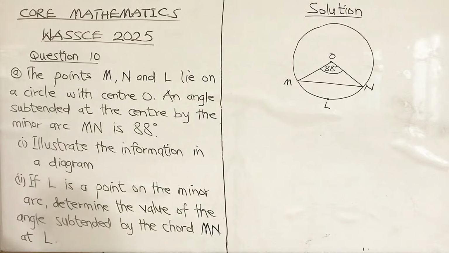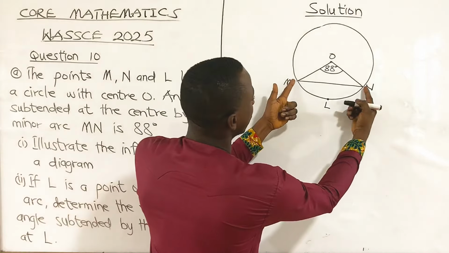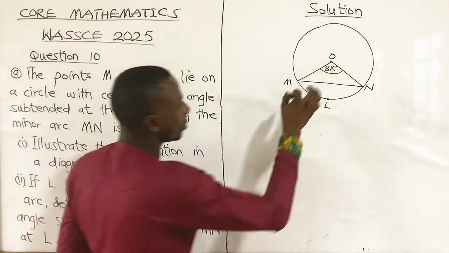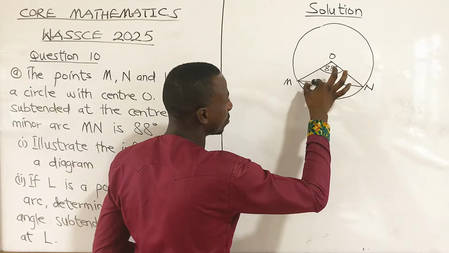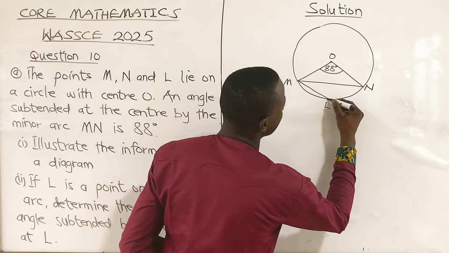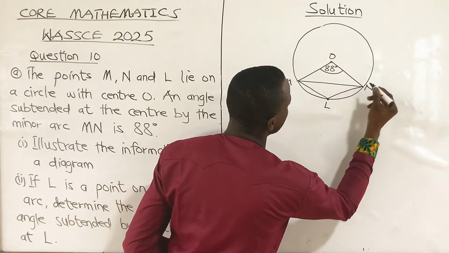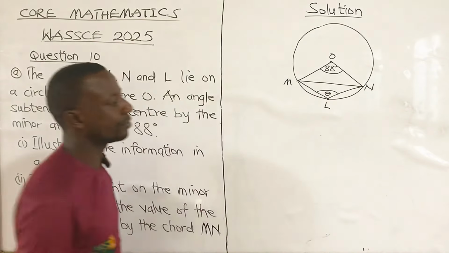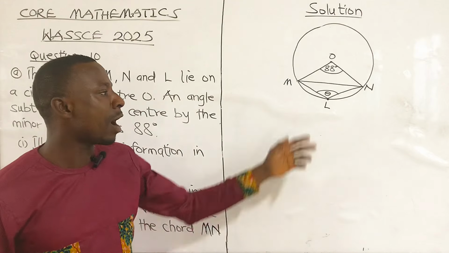Determine the value of the angle subtended by the chord. So this is the chord MN at L. So we are looking for this angle theta. So how are we going to find the angle theta? Now this is going to be an aspect from circle theorem.